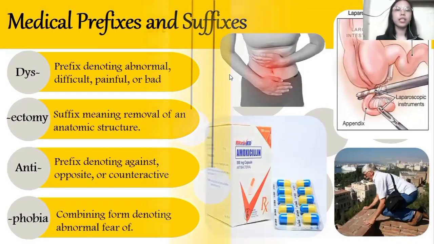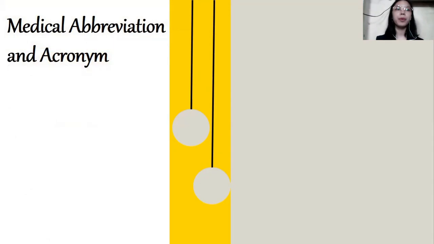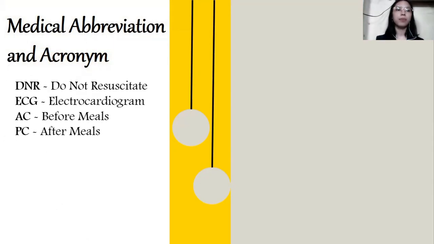Now let us come to the next topic, which is medical abbreviation and acronym. First is DNR. DNR means do not resuscitate. DNR or do not resuscitate is a medical and legal order written by a doctor. It instructs healthcare providers not to do cardiopulmonary resuscitation or CPR if a patient stops breathing or if the patient's heart stops beating.